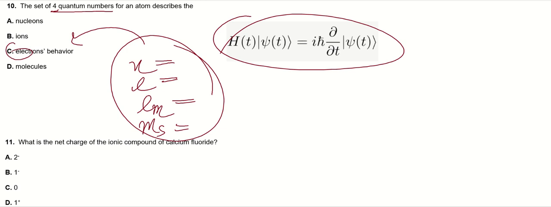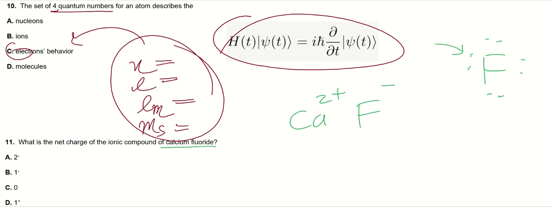Number 11, net charge on calcium fluoride. All right, calcium, it's in the second column of the periodic table. We know it's going to lose 2 electrons to become a 2 positive cation. Fluorine is a halogen, so with 7 valence electrons, it's going to want to gain 1, to become a 1 negative anion.